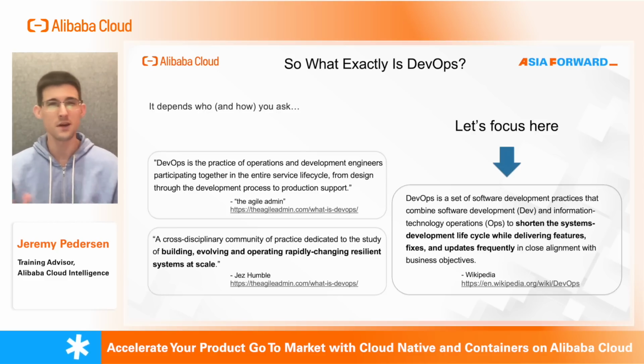And there are multiple definitions for what exactly DevOps is. The one I like is the one on the right-hand side of the slide here. DevOps is a set of software development practices that combine software development and information ops to shorten the system's development lifecycle while delivering features, fixes, and updates frequently. And I bolded that sentence because that's really what it's about. It's about taking the time from writing a new line of code or modifying an application to getting it into production and reducing that time.